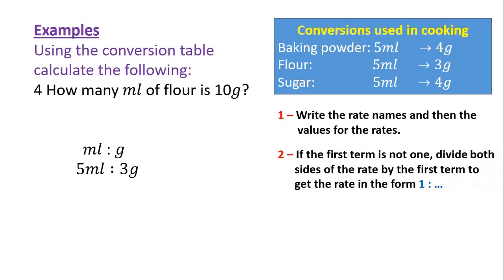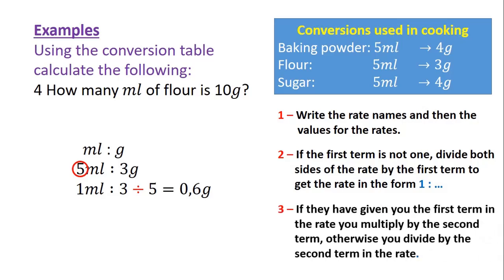Step 2. If the first term is not 1, divide both sides of the rate by the first term to get the rate in the form of 1 to something. Let's have a look. Our first term is 5, so again we divide both sides by 5. 5 divided by 5 is just 1, and so we get 1 milliliter is 3 divided by 5. And again, if you put that in your calculator quickly, you'll see that it's 0,6 grams.